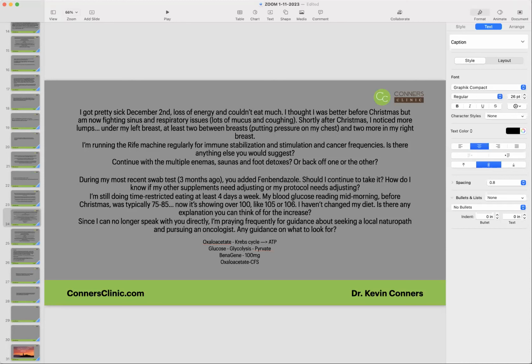And one of the ways that you can break that is through using oxaloacetate. So the product Betagene is the lower dose, and oxaloacetate CFS is the high dose. That's certainly a much more expensive product because it's just based upon dosage. So you could certainly start with Betagene, start with 3 of those a day to see if that can make the changes that you want.